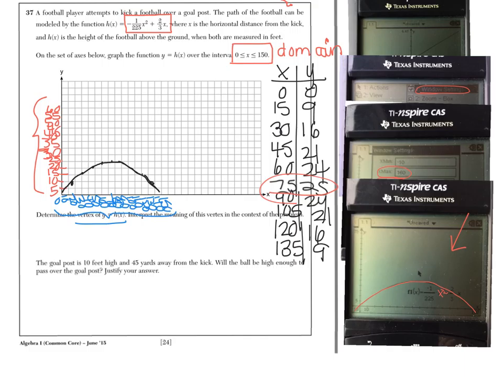Okay, determine the vertex. H of y is equal to h of x. I already mentioned this earlier. This is the value 75, 25. And when we interpret the meaning of this vertex, which is what we're asked to do in the context of the problem, this is the highest point of the football when it's kicked.